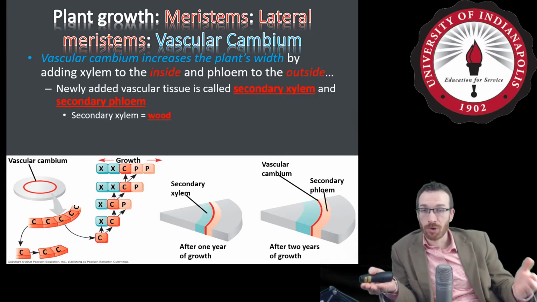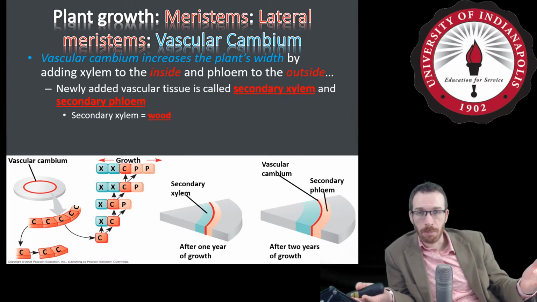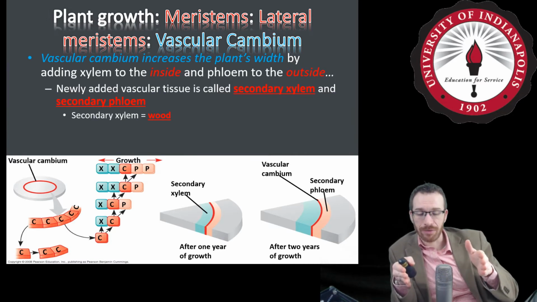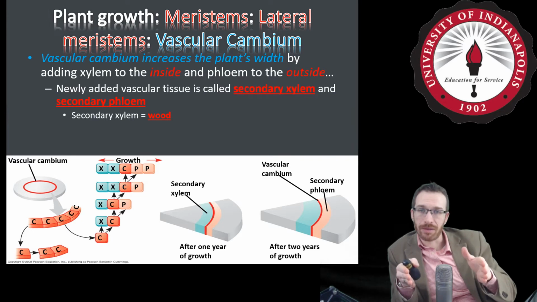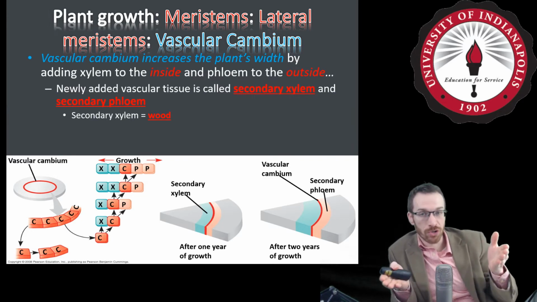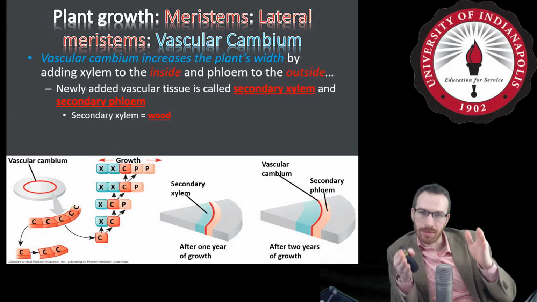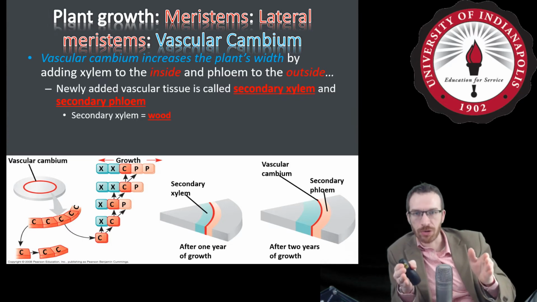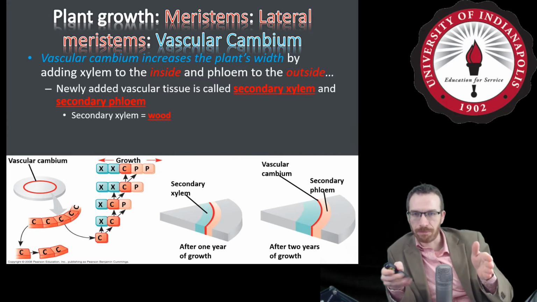Secondary xylem has a more common name, wood. That's the inside of the plant that we commonly use in industry for furniture, things like that. That is what we use for carpentry. That is wood, secondary xylem, laid down on the inside after the first year.